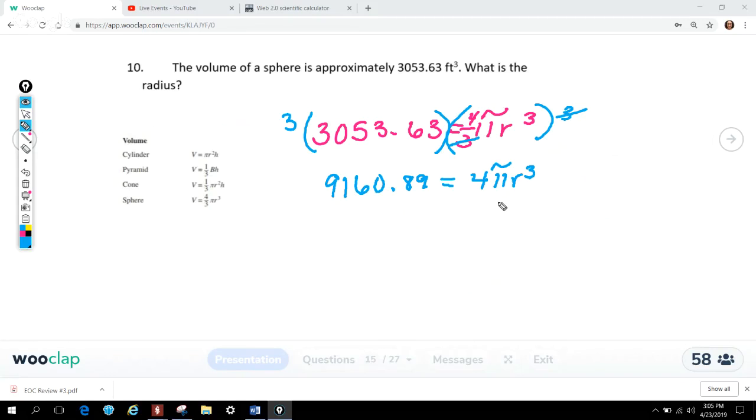Remember, we're still trying to get the radius. So even though we're still trying to get the radius, we need to get the 4 pi out.